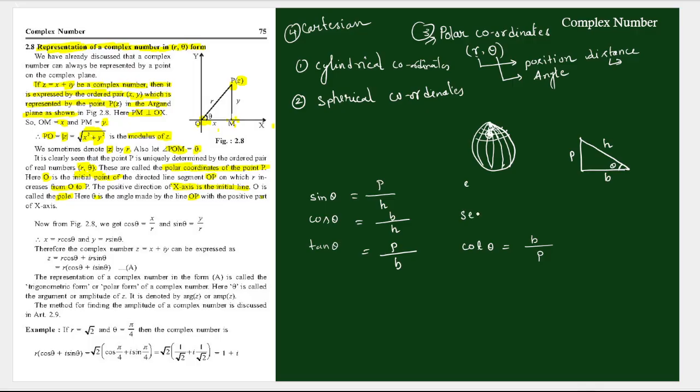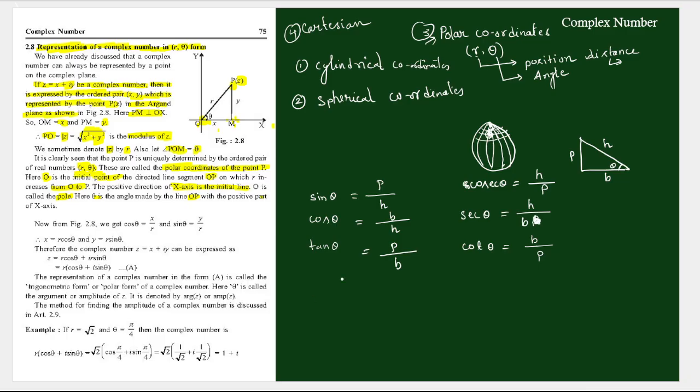Then the inverse of cos is sec theta, which will be hypotenuse by base, and then the inverse of sine is cosec theta, which will be hypotenuse by perpendicular. So these are some of the trigonometric ratios.